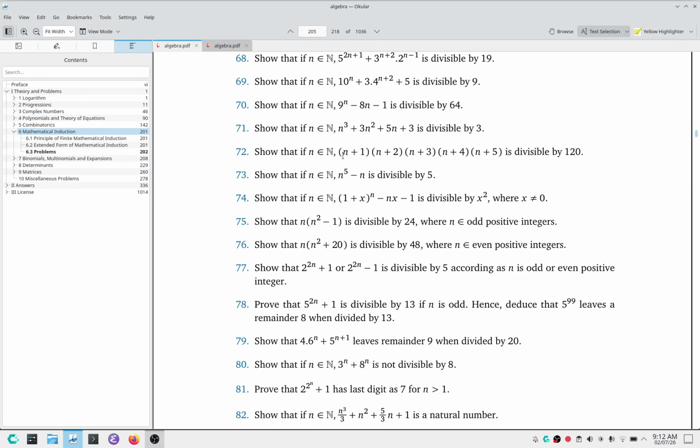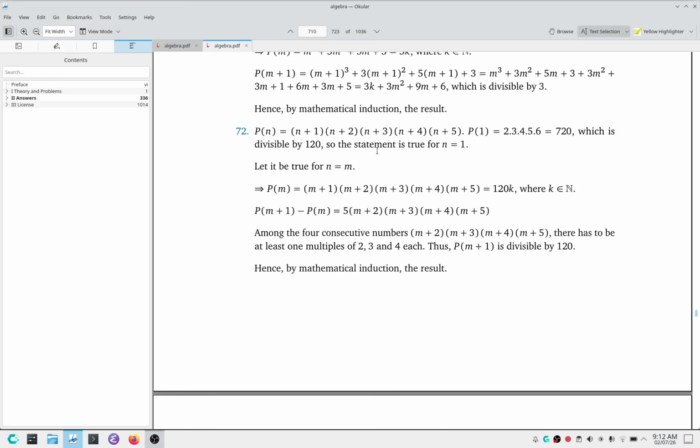Question 72 says that the expression (n plus 1)(n plus 2)(n plus 3)(n plus 4)(n plus 5) is divisible by 120. So we substitute n equal to 1, we get 720, which is divisible by 120. So the statement is true for n equal to 1. We let it be true for n equal to m. So we have (m plus 1)(m plus 2)(m plus 3)(m plus 4)(m plus 5) equal to 120k, where k is in the set of natural numbers.